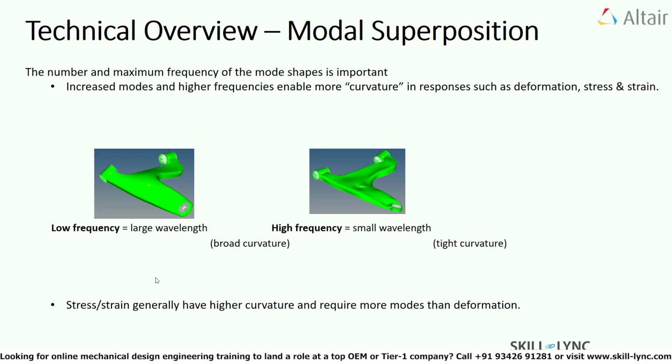Now, let's concentrate on the two key aspects in the modal superposition. They are the number and the maximum frequency of the mode shapes. Increased modes and higher frequency enable more curvature in structure in responses such as deformation, stress, and strain. If you can see in the images, the one on the left has low frequency, which can be correlated with a large wavelength in 2D, hence resulting in a broad curvature, while the image on the right illustrates the high frequency shape, which can be correlated with a small wavelength, resulting in a tight curvature. Please note that stress or strain generally have higher curvature and require more modes to capture their effects when compared to deformation, which can be captured with fewer modes and lower curvature.